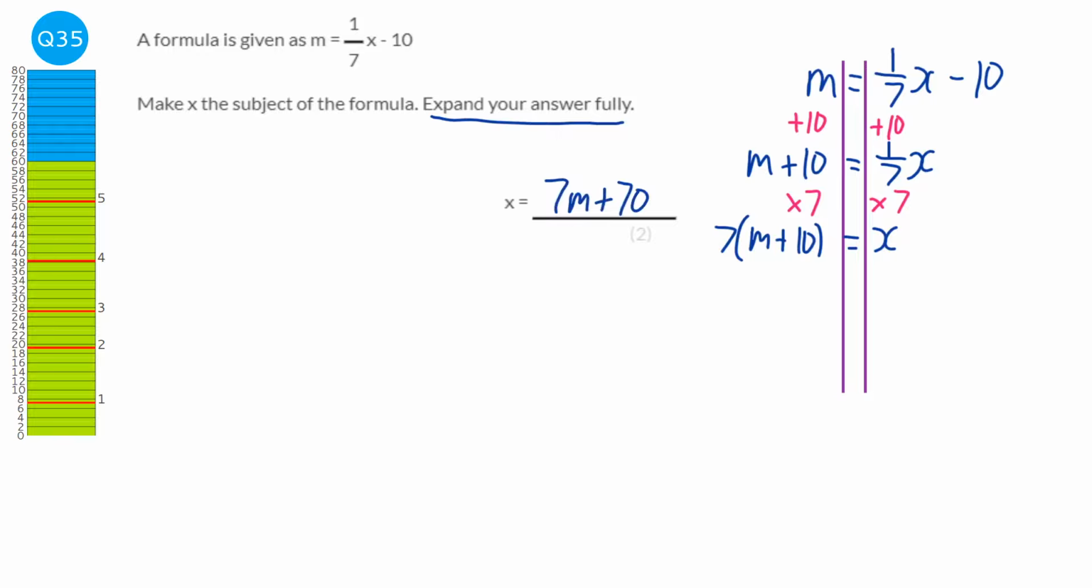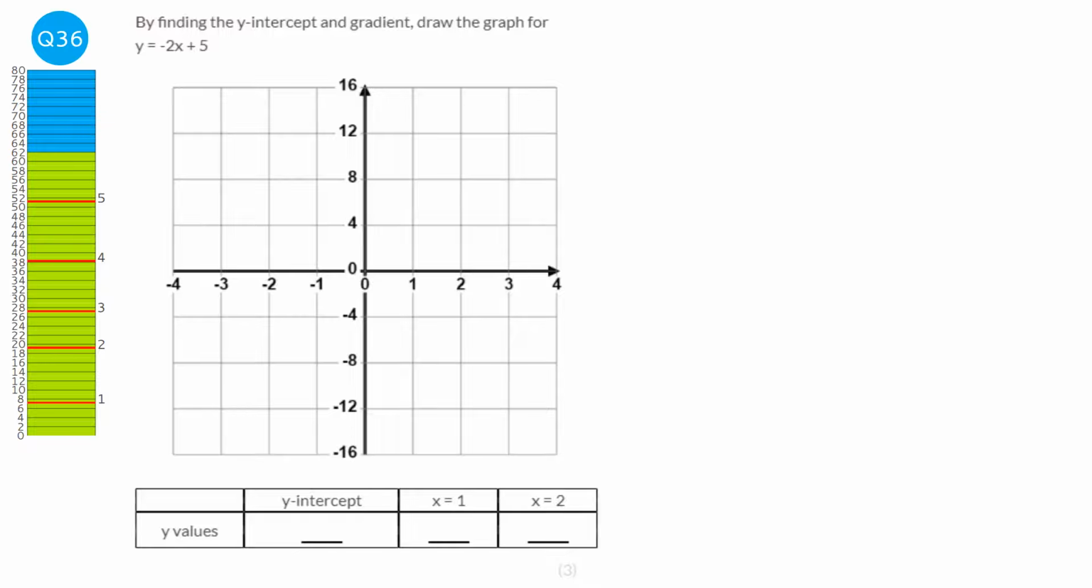7m plus 70. We know all lines follow the y equals mx plus c if they're linear. And we know that m is the gradient, so the coefficient, the number before the x, is the gradient, and the number on its own at the end is the y-intercept. So looking at this equation, the y-intercept will be plus 5, because that's the number on its own at the end. So we're going to plot that straight away, because we know it's going to be at 5. So it's going to be there.